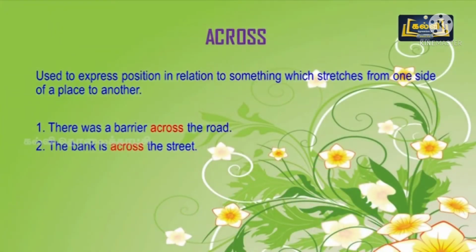Then across. Across is a preposition and it is used to express position in relation to something which stretches from one side of a place to another. Examples: there was a barrier across the road. The bank is across the street.